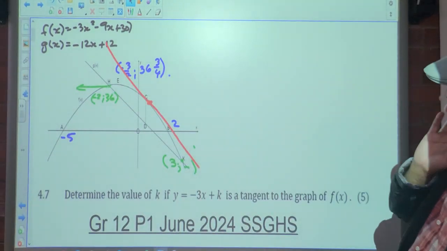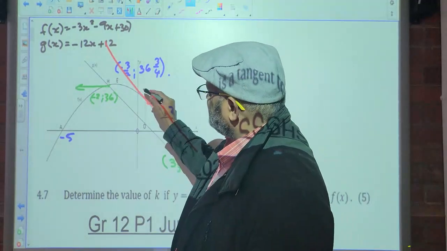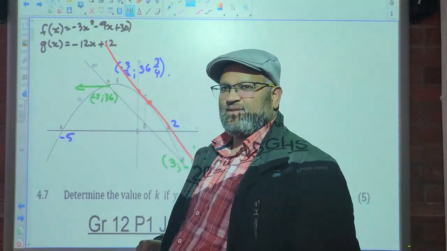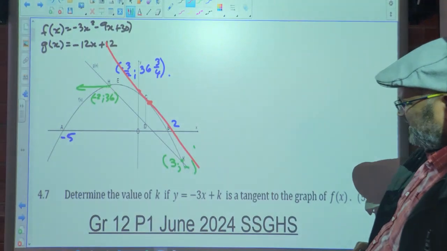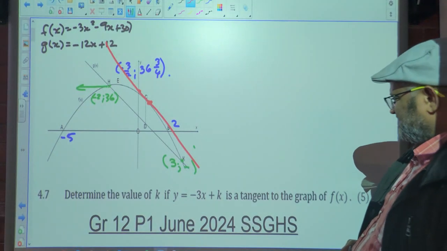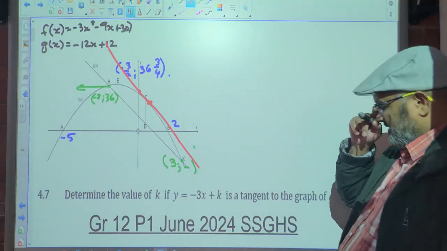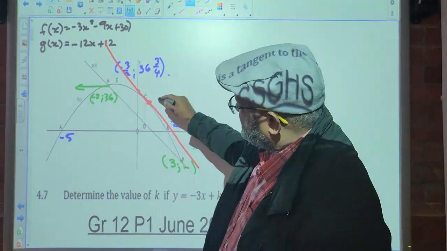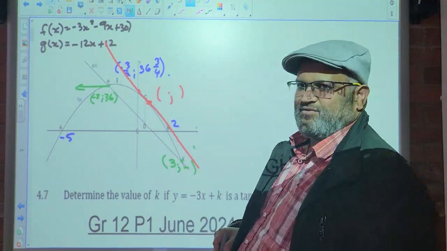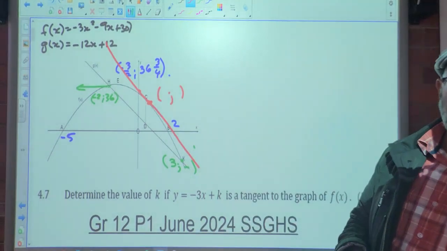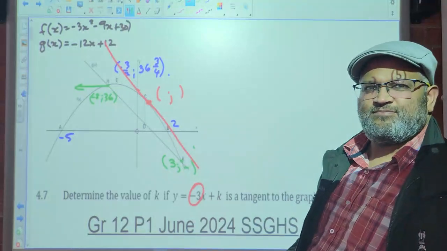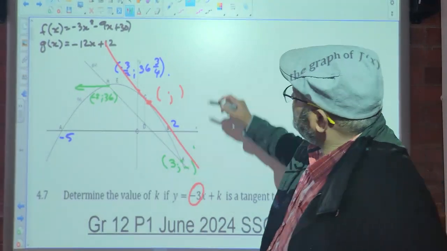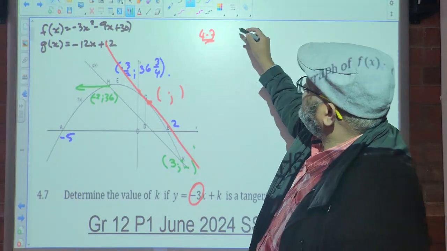Determine the value of k. So in other words, we're going to work out this y-intercept. If y is equal to negative 3x plus k is a tangent to the graph, then we of course need to know the point of contact. But what do we have? We have the gradient of the tangent. So how do we calculate the gradient?